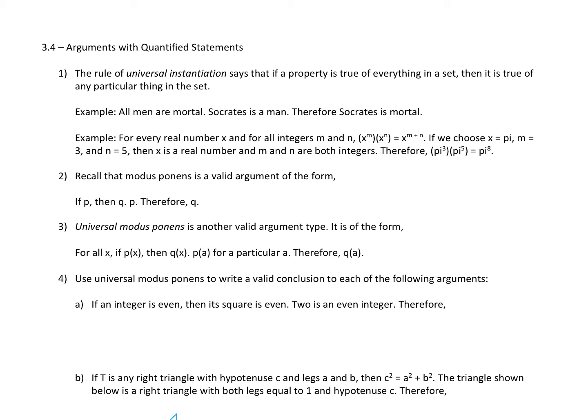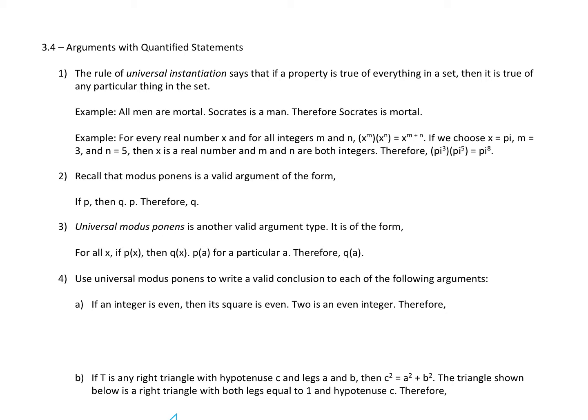Here's another example. For every real number x and for all integers m and n, when you do x to the m times x to the n, you get x to the m plus n. So this is a universal rule for all real numbers x and integers m and n. If we choose x to be pi, m to be 3, and n to be 5, x is a real number, m and n are both integers, so we can write a particular instance of this rule: pi cubed times pi to the 5th equals pi to the 8th.